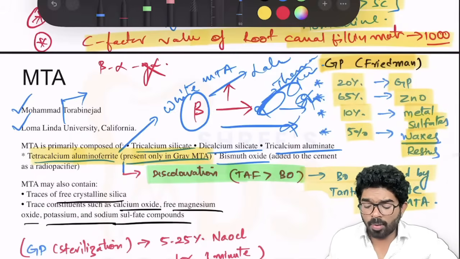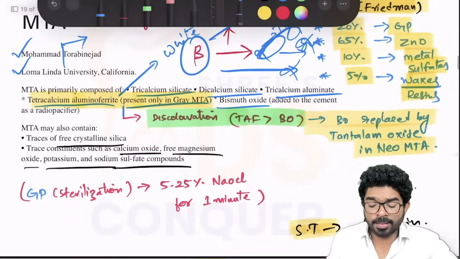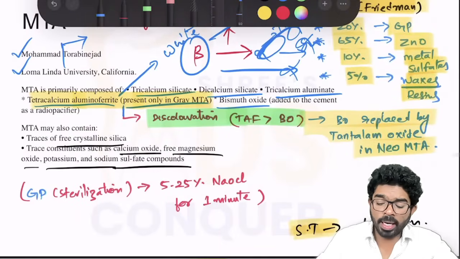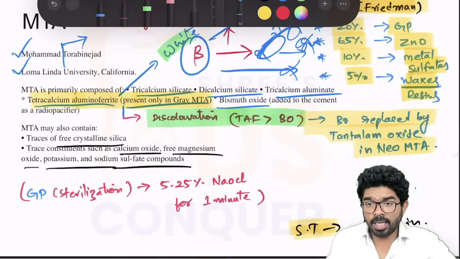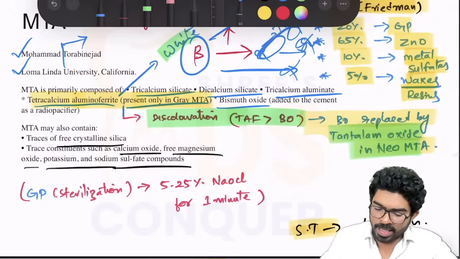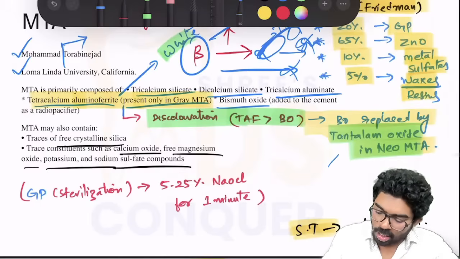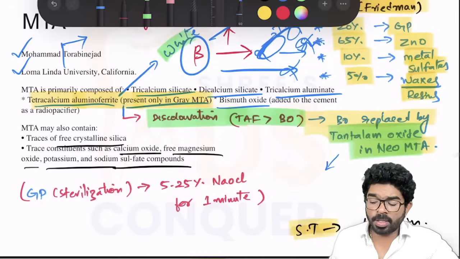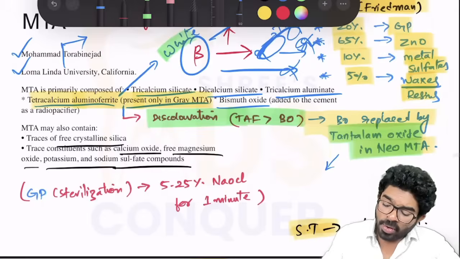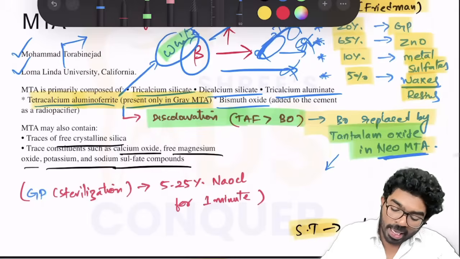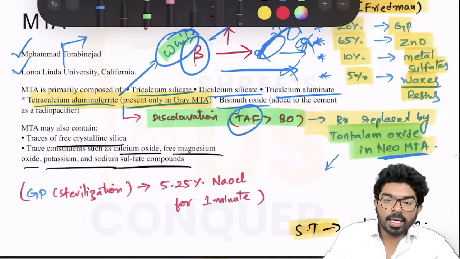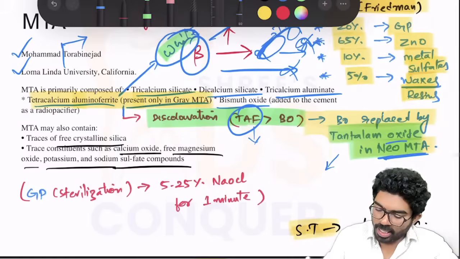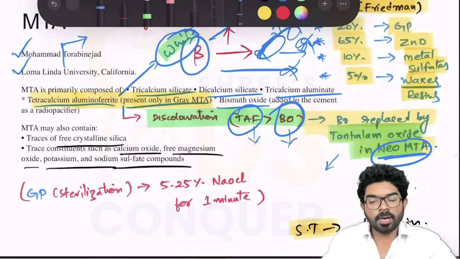Okay, so what I have done, I have removed tetracalcium aluminoferrate to convert into white MTA, and bismuth oxide can be replaced by titanium oxide. Again, this is an INICET question. How? Even bismuth oxide is also causing discoloration. So I have replaced bismuth oxide by titanium oxide in the case of neo MTA. So white MTA, I have removed this TAF, whereas neo MTA, I have removed bismuth oxide.